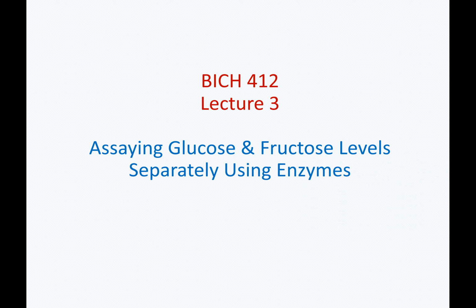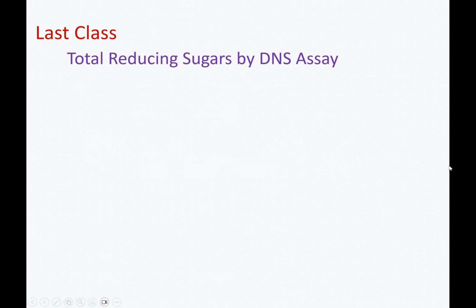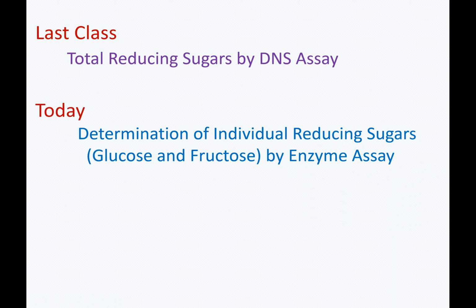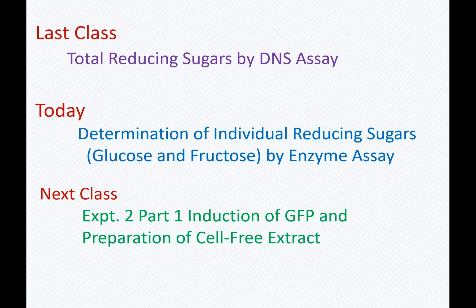In this class, we're going to look at assaying glucose and fructose levels separately using enzymes. Last time we used a DNS assay to measure the total amount of reducing sugars, not separately. Today we'll do it independently using enzymes. And next time we're going to start moving on to protein induction and purification.